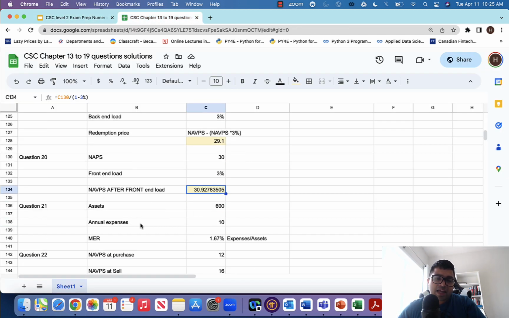MER is calculated as, so let's see how. Assets 600, annual expenses 10. MER is nothing but expenses divided by assets. So expenses are 10, assets are 600. So it is 10 divided by 600. It comes to 1.67%. So management expense ratio in this case is 1.67%.